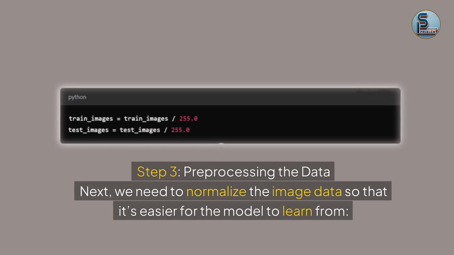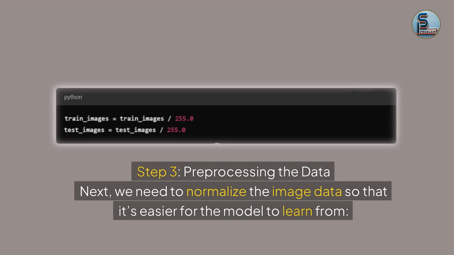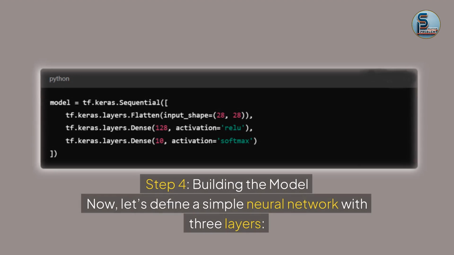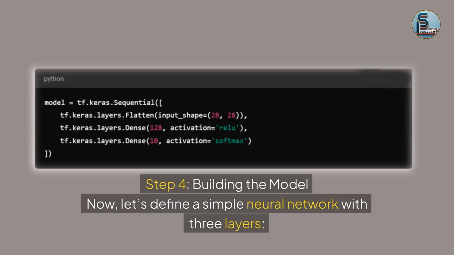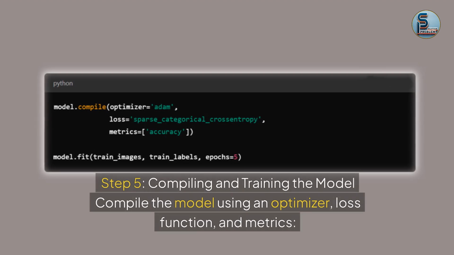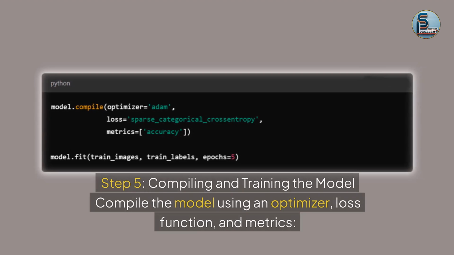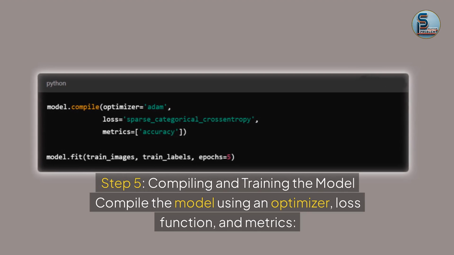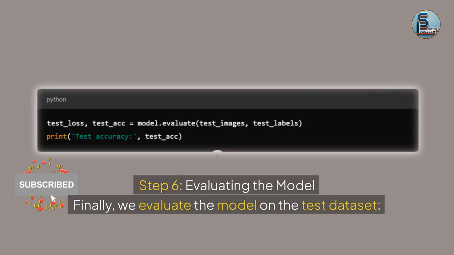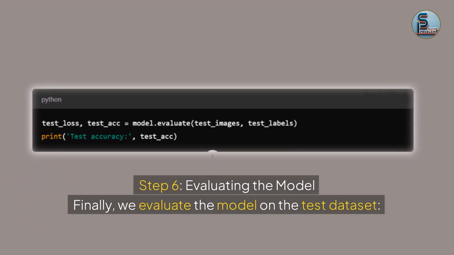Step 3. Pre-processing the data. Next, we need to normalize the image data so that it's easier for the model to learn from. Step 4. Building the model. Now let's define a simple neural network with 3 layers. Step 5. Compiling and training the model. Compile the model using an optimizer, loss function, and metrics. Step 6. Evaluating the model. Finally, we evaluate the model on the test dataset.